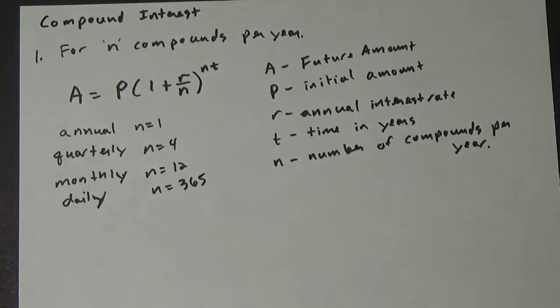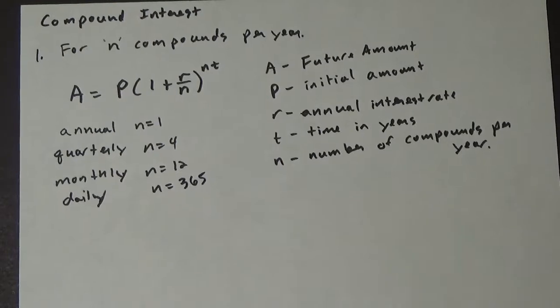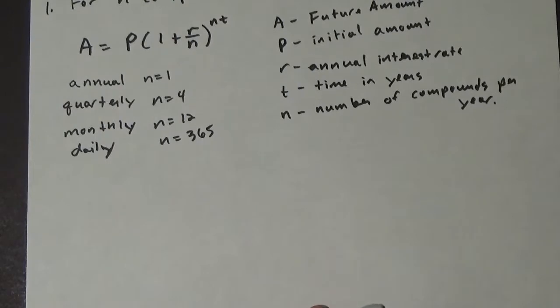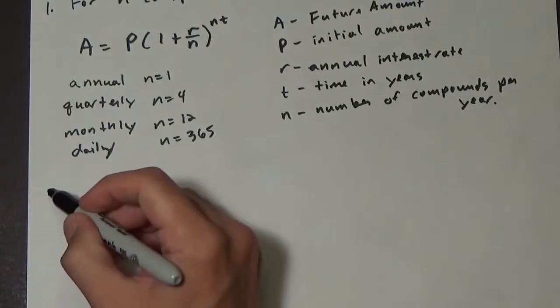So now the next thing we're going to look at is, well, what happens if the number of compounds keeps on going up? Like let's say we do it hourly, or every minute, or every second. We compound every second, or we compound every millisecond. And so at some point, you keep on thinking, well, we're actually compounding infinitely many times in a year. Or what we say is we are continuously compounding.